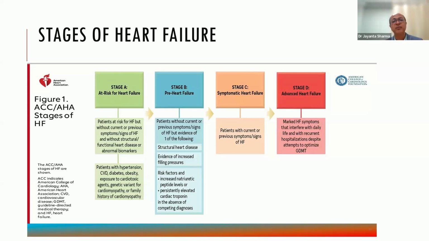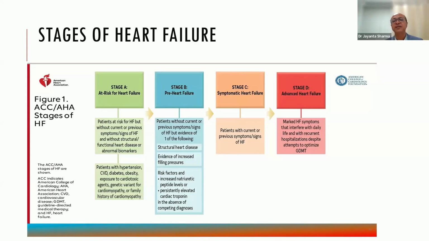Who are the stage B, or pre-heart failure, patients? The patient has no heart failure, but there is a high possibility of heart failure; that is pre-heart failure. These are patients without current or previous symptoms or signs of heart failure, but with evidence of one of the following: any structural heart disease, evidence of increased filling pressure, or any pre-existing risk factors. They are stage B.